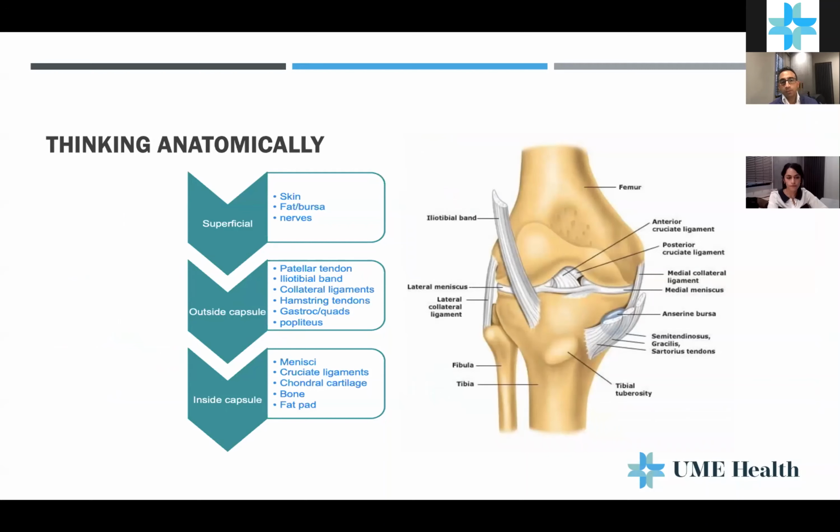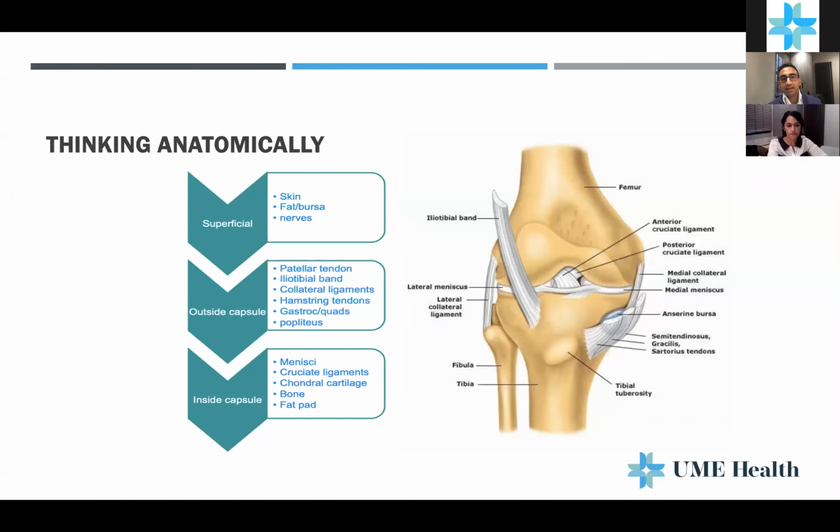And if we just go from superficial to deep, skin, fat, and bursa can all get inflamed. So you can get cellulitis or bursitis. There are several nerves around the knee, and you can get neuromas or damage to nerves from direct trauma. So we mustn't forget that. Then we start going into the more chunky knee stuff, including structures that are outside the capsule, like the patellar tendon, the iliotibial band, the collateral ligaments, the hamstring tendons, the gastrocnemius and quadriceps tendon, and the popliteus tendon. These structures exist in the main outside the capsule of the knee joint.